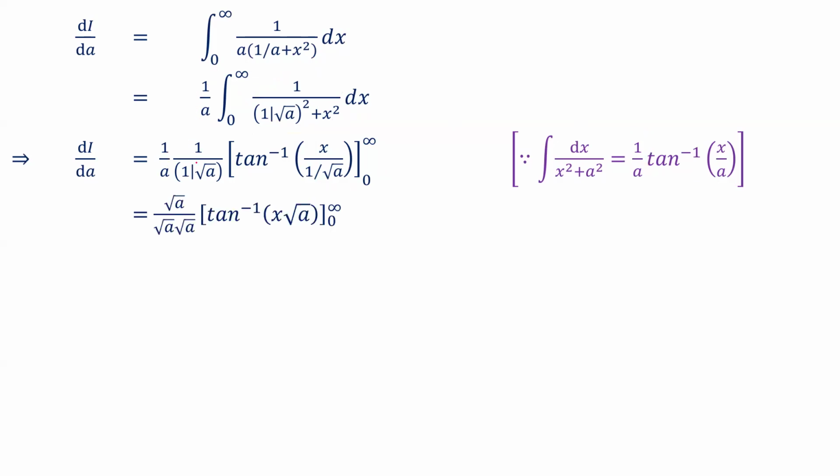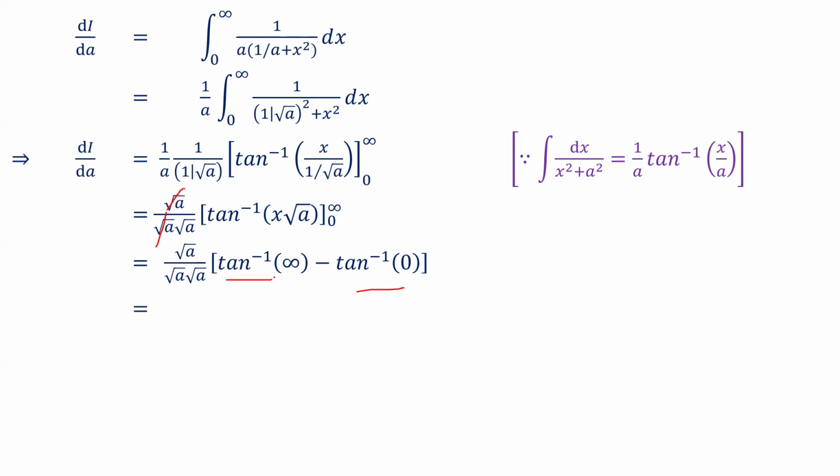Now this root a goes to the numerator, and this e can be written as root a into root a, then tan inverse of x upon root a, divided by root a, and this root a goes to the numerator. It will multiply with x into root a under the limit 0 to infinity. Now if you put the upper limit and lower limit both, this root a will cancel. We have 1 upon root a and tan inverse of infinity minus tan inverse of 0.